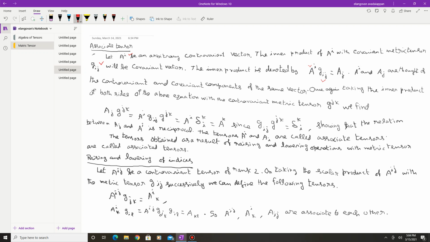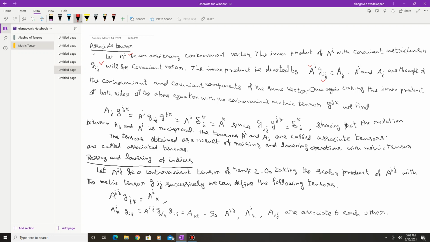Suppose you want to raise the index, then you take the covariant vector and multiply it with the contravariant metric tensor, and if one index is made equal, the result gives the contravariant component. So using the metric tensor of the proper type, the index may be lowered or raised.